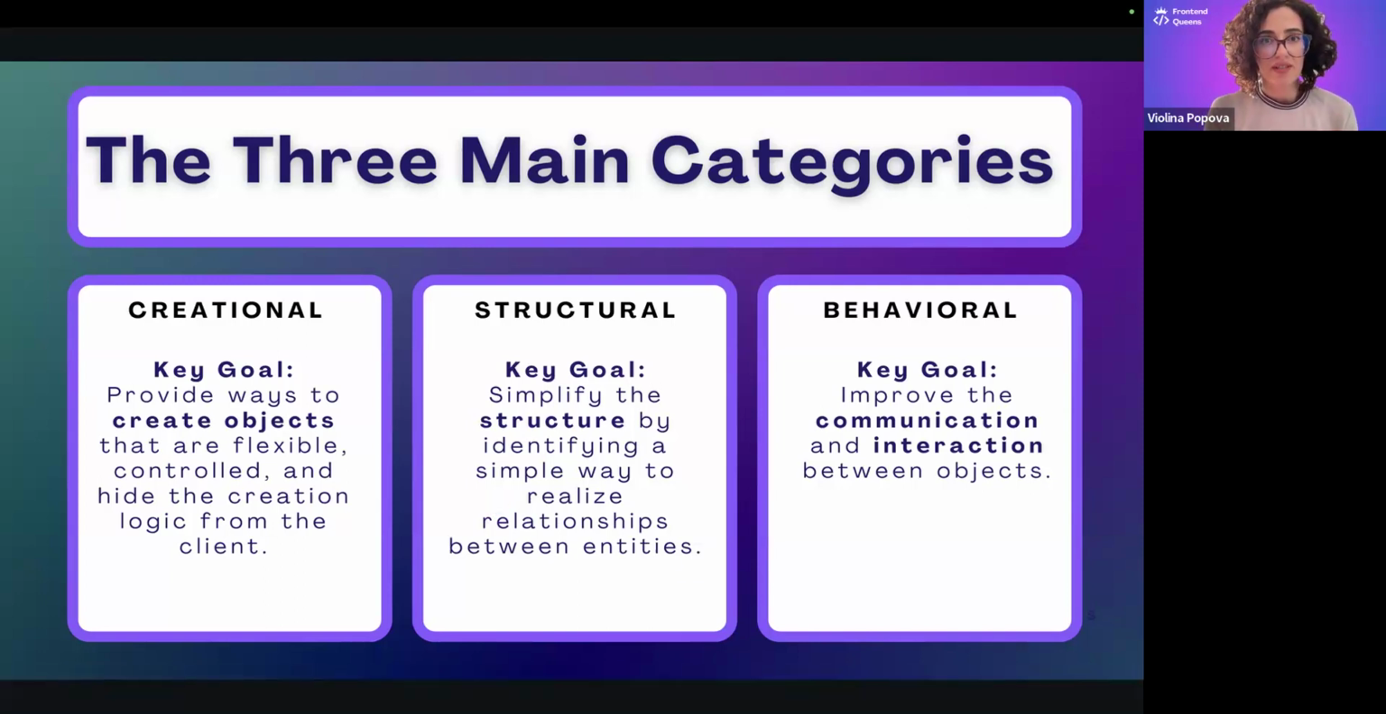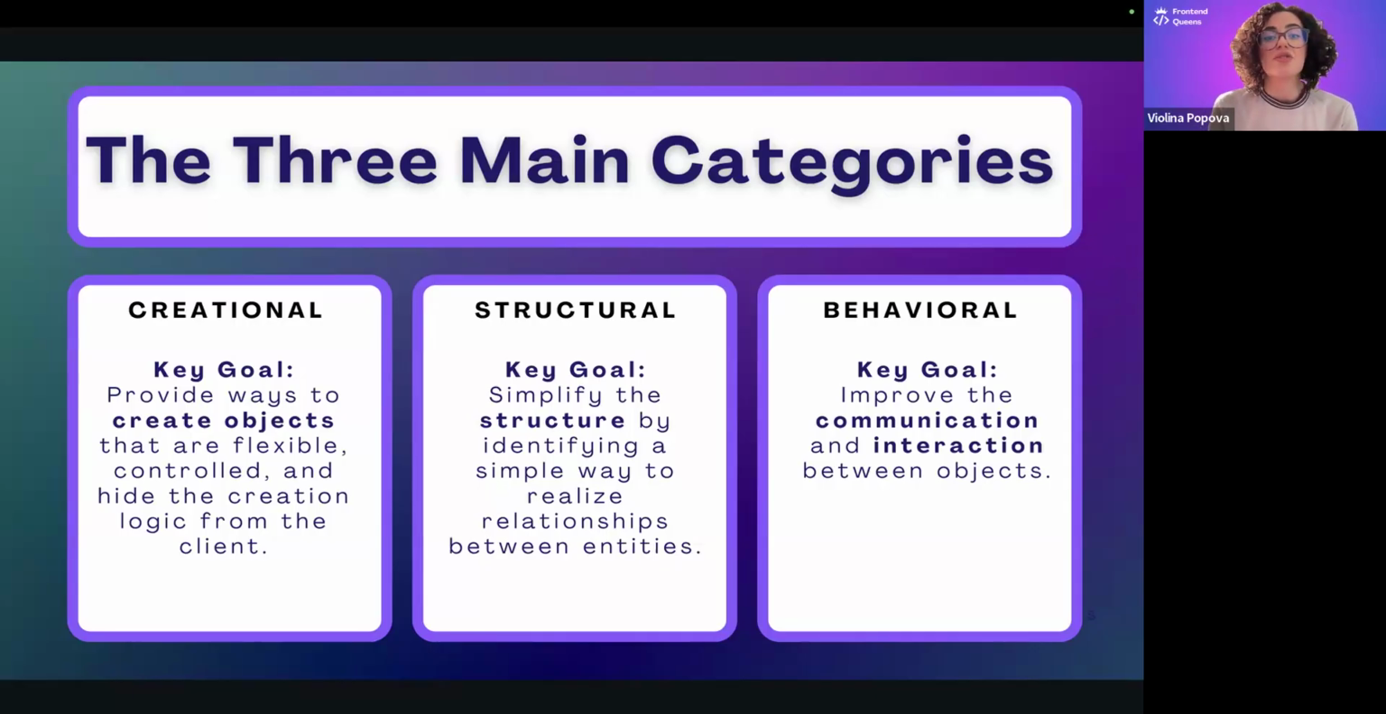As the name suggests, these patterns are all about how objects are created. They aim to abstract the instantiation process, making the system independent of how its objects are created, composed, and represented. The key goal here is to provide ways to create objects that are flexible, controlled, and hide the creation logic from the client. Some common creational patterns include factory, singleton, builder, prototype.